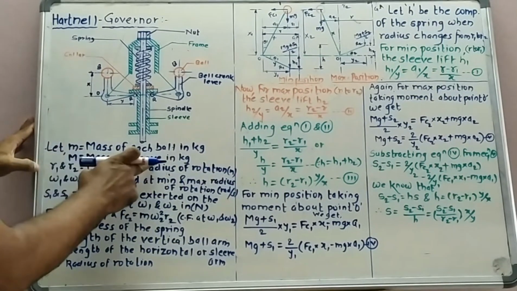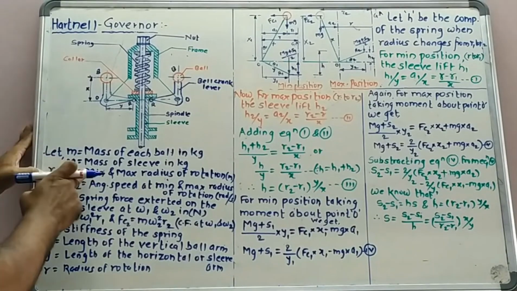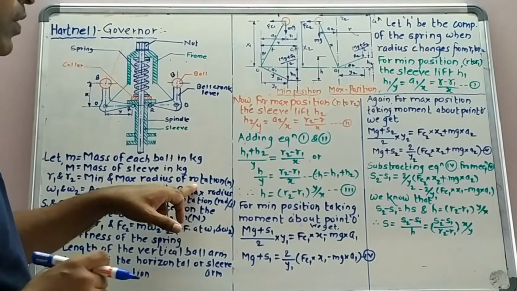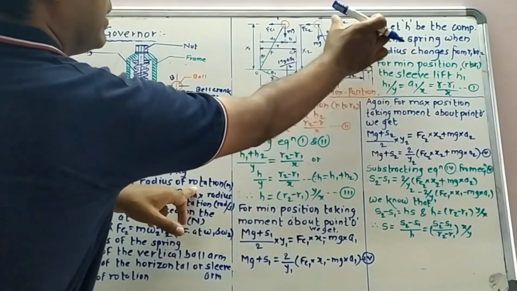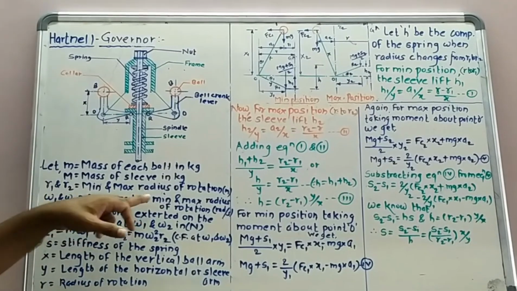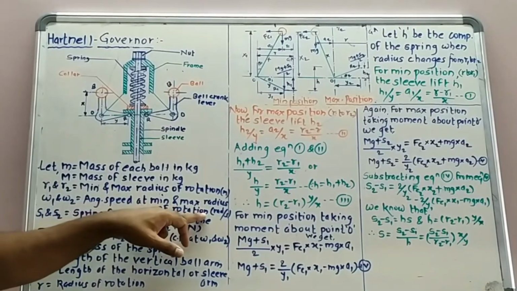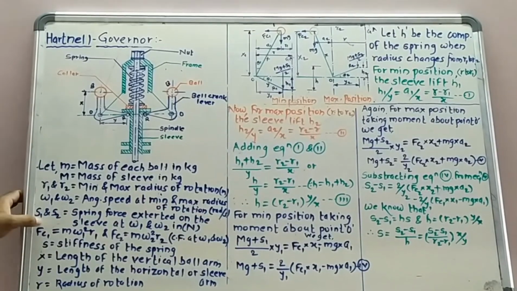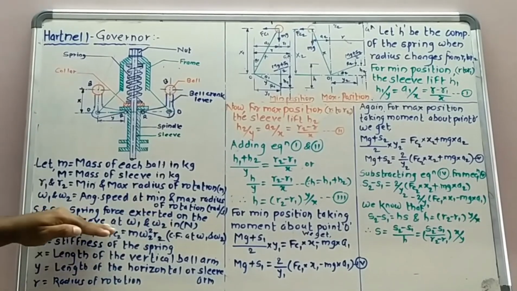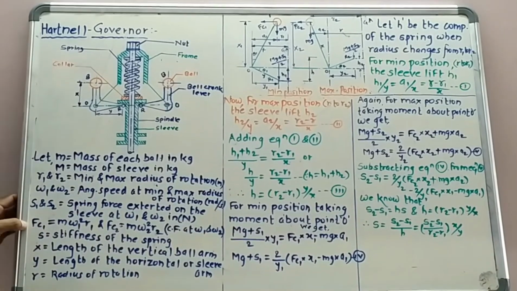Let m be the mass of each ball in kilograms. Capital M is the mass of the sleeve in kilograms. R1 and R2 are the minimum and maximum radius of rotation. Omega 1 and omega 2 are the angular velocities at minimum and maximum radius of rotation in radian per second. S1 and S2 are the spring forces exerted on the sleeve at omega 1 and omega 2 in Newton.